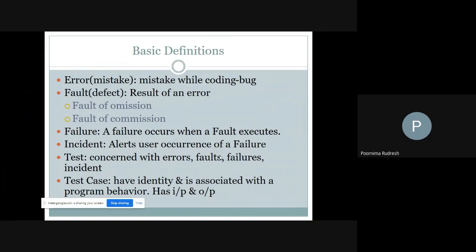So before performing the testing, we need to know what is an error, what is a fault, or what is a failure when the incident occurs, and what test we have to perform, and to perform the test, what are the test cases we have to consider. So these are the basic definitions in the testing process. So first we'll see what is an error or the mistake. So what is an error? What is an error? Basically, error is a mistake.